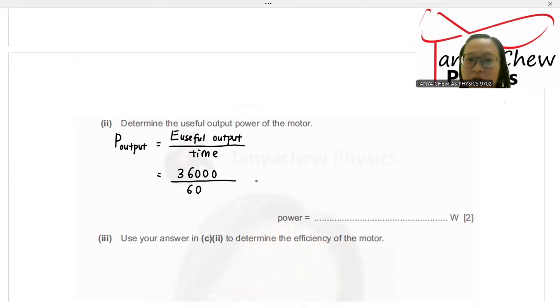Remember to convert to second because the unit of power is watt, right? So you will get 600 watt. 600 watt is the answer.